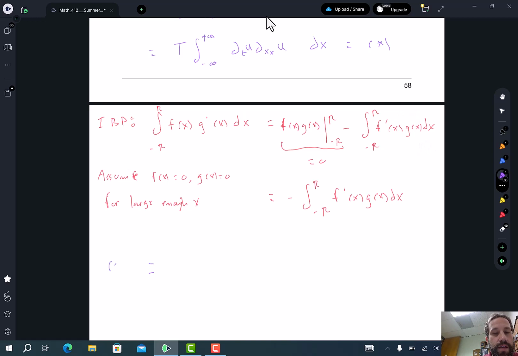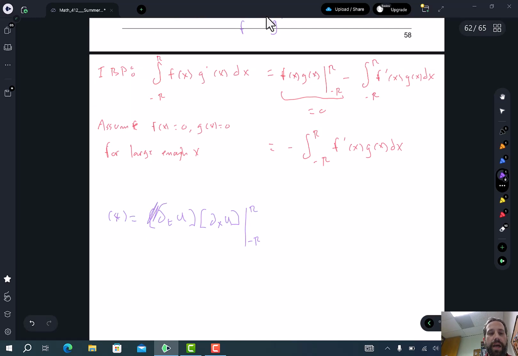So now I'm saying, what is star equal to? Okay, well, notice this is the double x derivative. This is going to be my g prime, and this is going to be my f. And so using my integration by parts idea, this is going to be the t derivative of u times g. So g prime is the double x derivative of u, so g is going to be the x derivative of u. And we're going to evaluate this from minus r to r. Okay, actually, let me back up a step here.